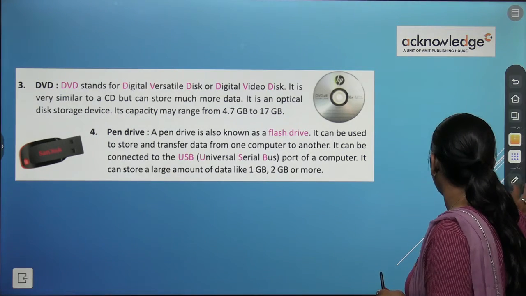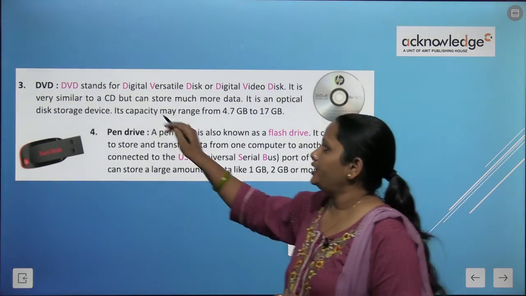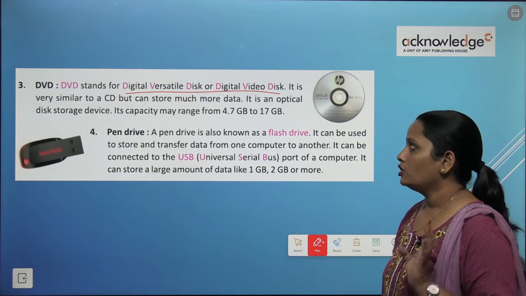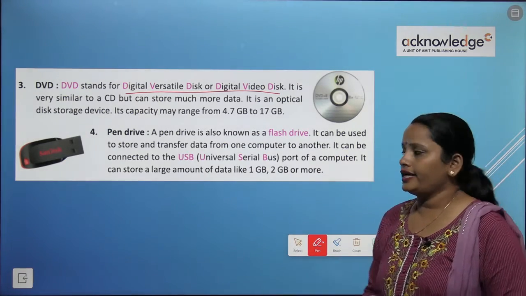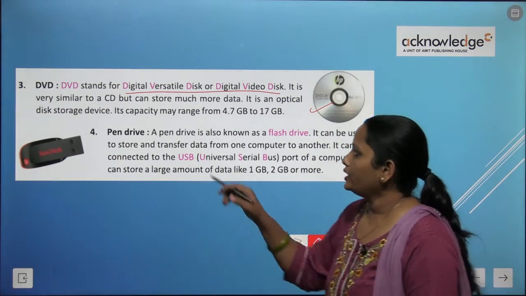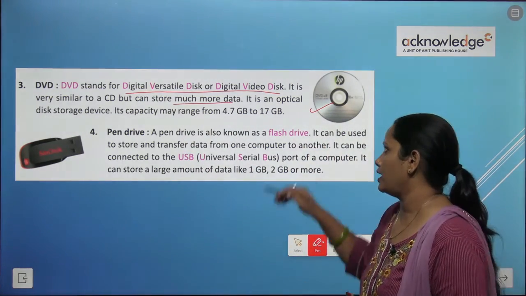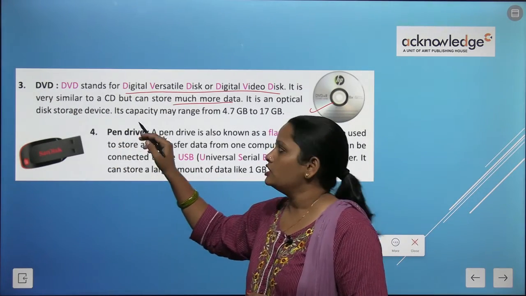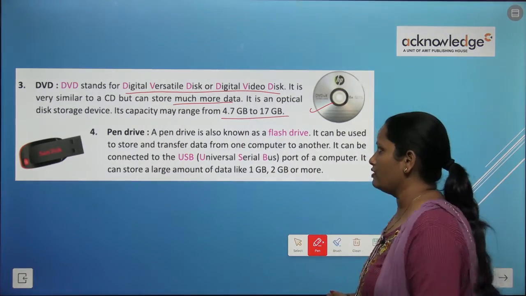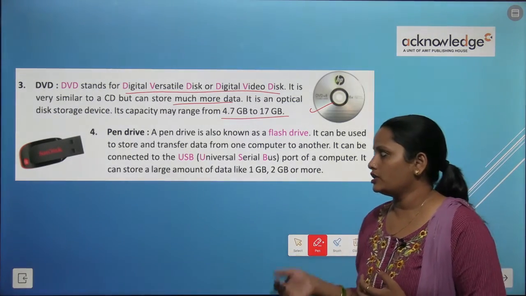Now let's learn about DVD. DVD is also known as digital versatile disk and digital video disk. Both are correct, we can call it either. It is very similar to a CD. It looks like a CD, you can see here, but can store much more data. It is an optical disk storage device and its capacity may range from 4.7 GB to 17 GB. So it can store this many GB inside it.